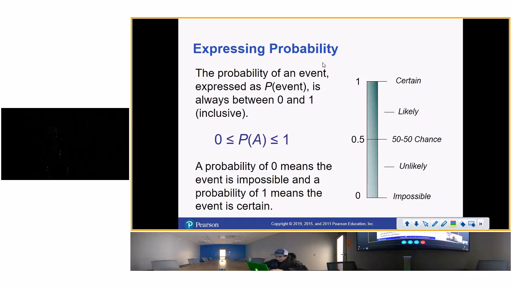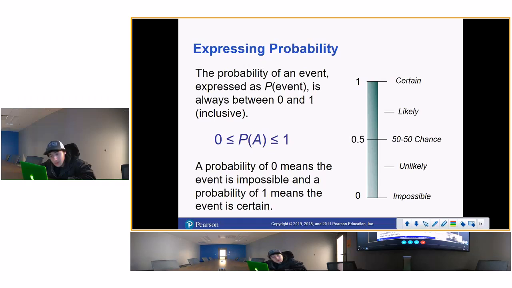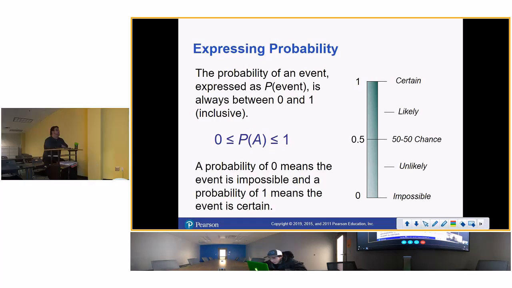What does the probability always fall between? 0 and 1, meaning a decimal from 0 to 1. Write that scale down. It's in your book also, but go ahead and write it down if you followed my directions. The probability always falls between 0 and 1. So likely would be 0.75, unlikely would be 0.25, and so on.